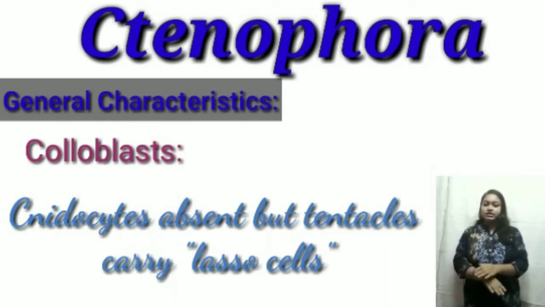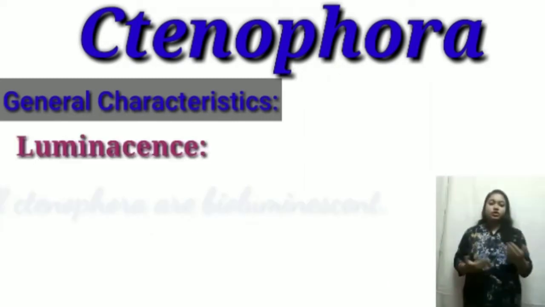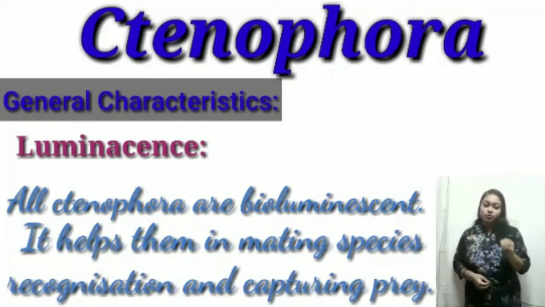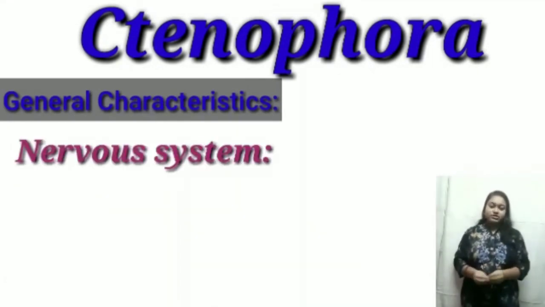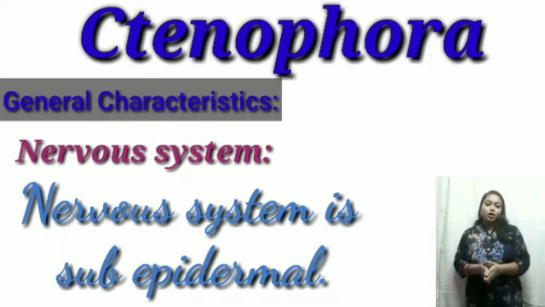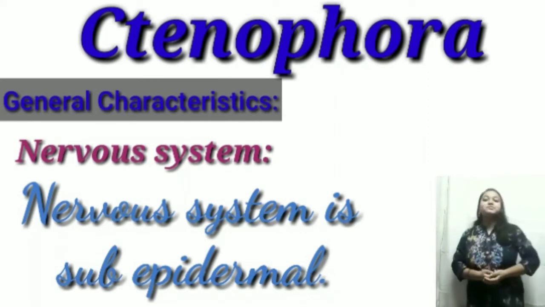The colloblast is a pear-shaped structure with a narrow end which helps in capturing prey. In the ctenophorans, the cnidocyte is absent. Then the luminescence. It is a special feature which is shown not only by ctenophorans but also by others, but it is a specific feature of ctenophorans. All the ctenophorans are bioluminescent. The luminescence helps in location and species recognition. The nervous system is subepidermal nerve net, beneath the comb rows, the 8 meridional comb rows.